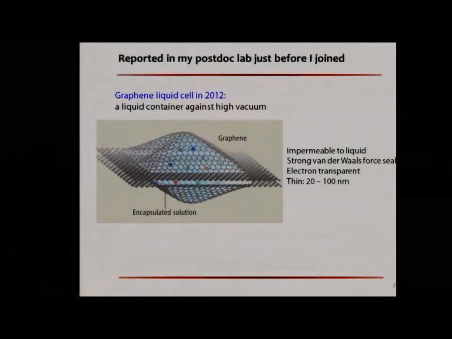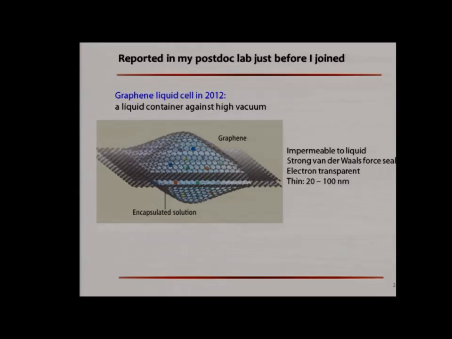That's why when I read this one paper published in 2012, I immediately knew what the new field to explore was. In this paper, published in my postdoc lab, the graphene liquid cell technique was demonstrated for the first time. It's essentially a tiny holder that can contain liquid against high vacuum. Its configuration is like shown here, with two graphene layers sandwiching a liquid sample in between. Graphene is impermeable to liquid, so it can stop the liquid from evaporating into high vacuum. We have strong van der Waals force between the two graphene layers, so as to seal our liquid pocket really well.